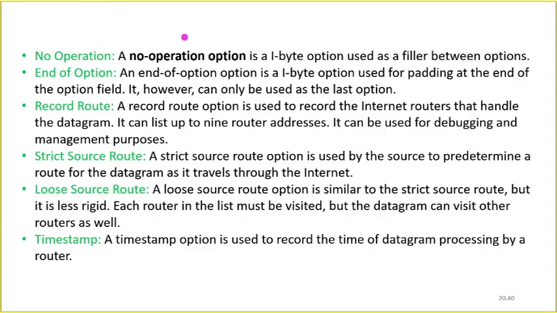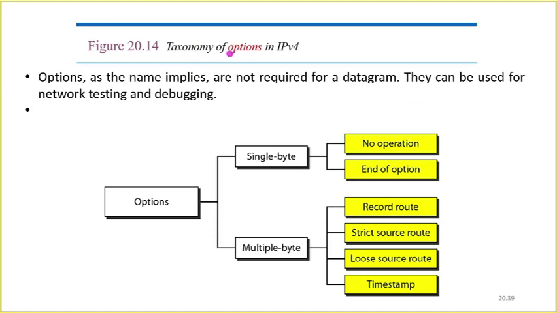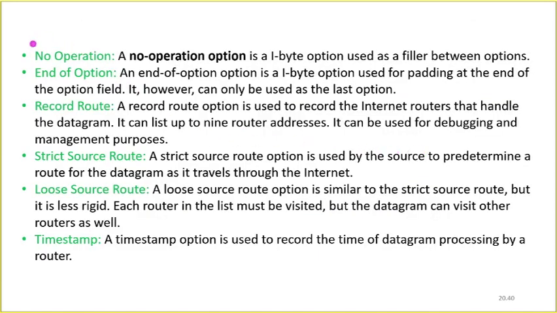Okay, one more point is options. So what are the options? Options, as the name implies, are not required for the datagram. They can be used for network testing and debugging. They have different types of options, single byte and multiple bytes. What is its meaning is given here. You can just go through it. That was just the theoretical part.